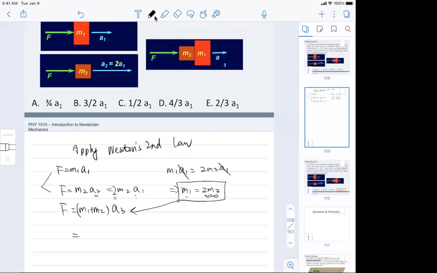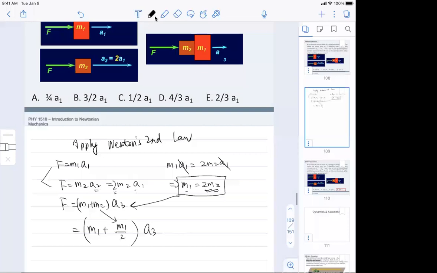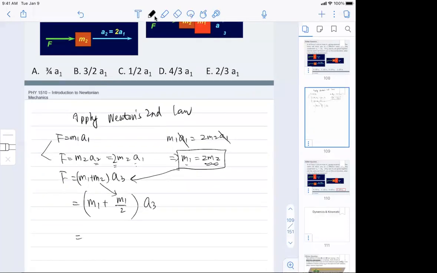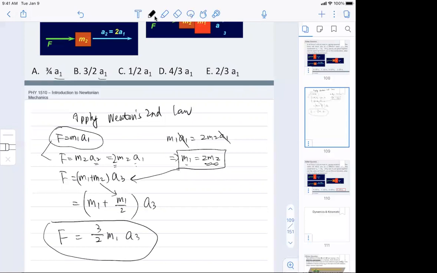So M1 and M2 are related. M2 is half of the mass of M1, so I'm going to replace M2 using M1 over 2. M1 plus half of M1 is 3 over 2 M1, times A3 equals F, right? So compare this result with this result, you can find how A3 is related to A1, because all these answers are trying to represent that using A1. That's why I compare with A1 instead of A2.